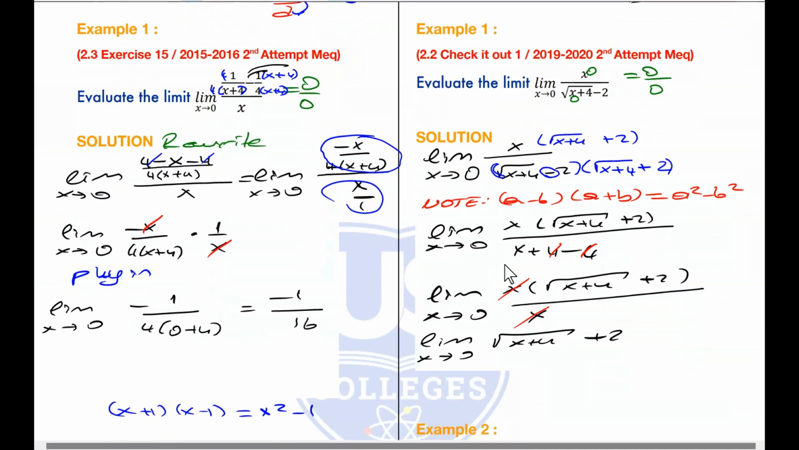As in the previous questions, what we need to do is always plug in. So we substitute the number that x is approaching for x. Limit as x approaches 0 of the square root of 0 plus 4, plus 2. Square root of 4 is 2. 2 plus 2 makes 4. Alright? So the answer is 4.